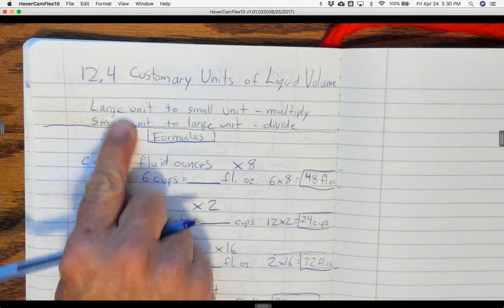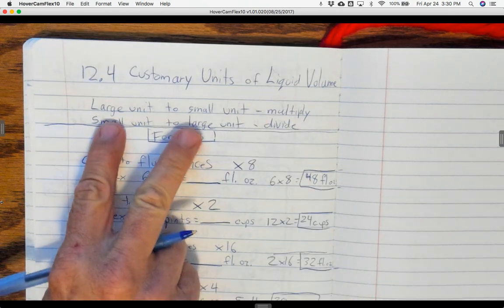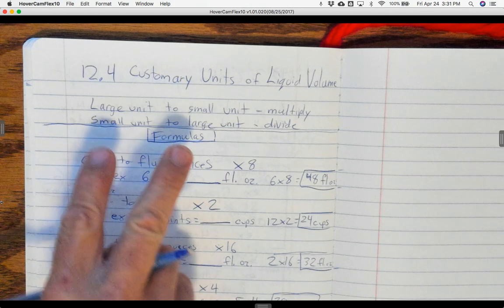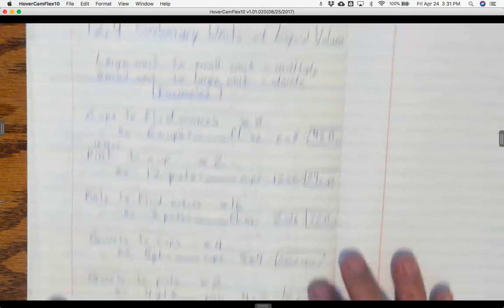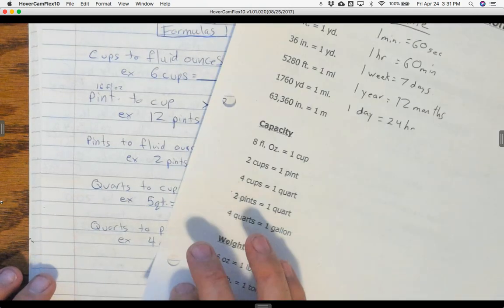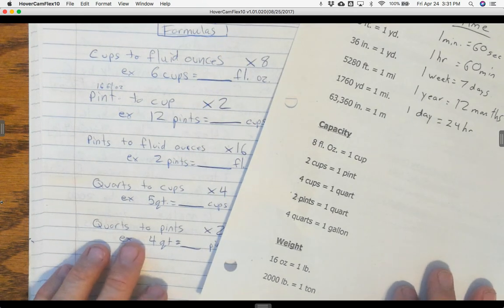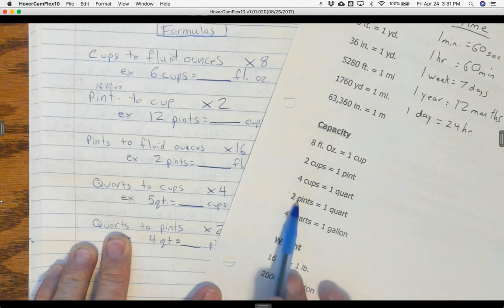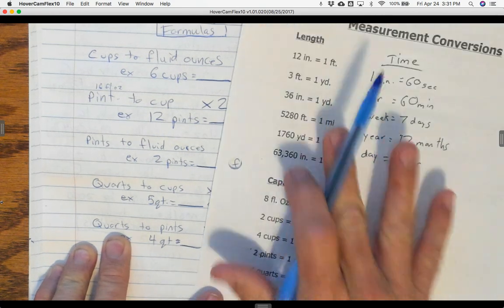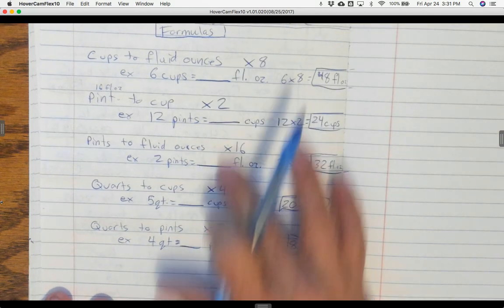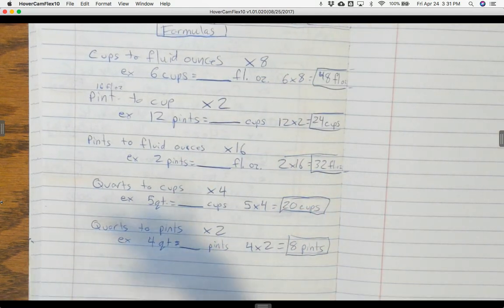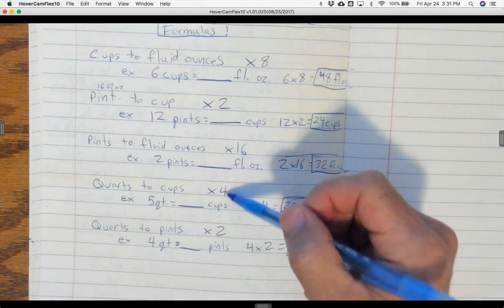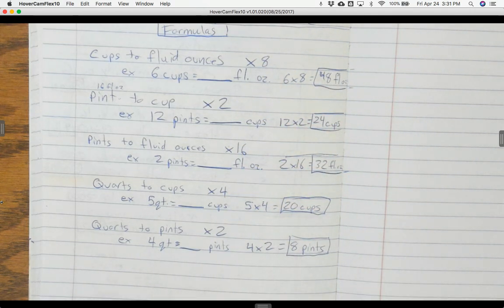Our basis for all of our conversions: when we're converting a large unit to a small unit, we multiply. From a small unit to a large unit, we divide. How do we know the number? How many pints are in 1 quart? 2 pints equals 1 quart. So it's all here. We're just writing it down, and if you're writing it down, you're smart because you're going to have it to look at, and it's going to tell you exactly what to do when you get to the problem yourself. All right, so quarts to cups, quarts to pints.